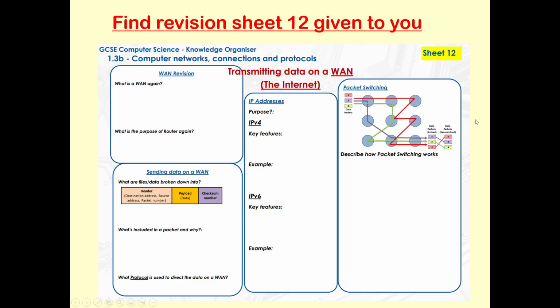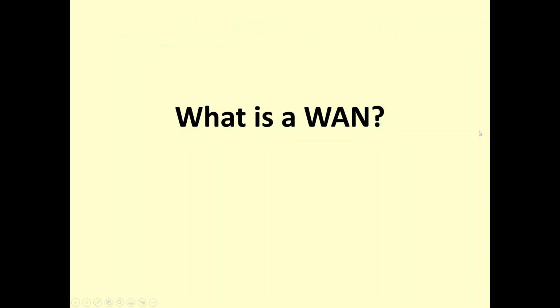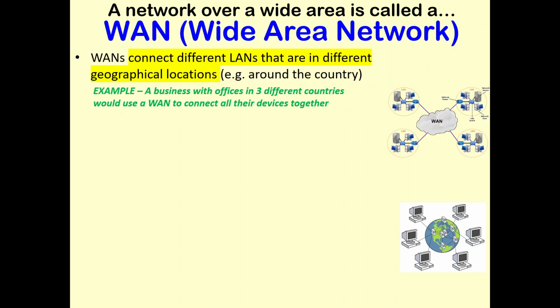Okay, make sure you have revision sheet 12 given to you, ready with pen to complete. So, start off with just remind yourself, what is a WAN? A WAN, remember, is multiple LANs that are connected in different locations geographically, different places over a wide area. It could be around the country or it could be around the world.